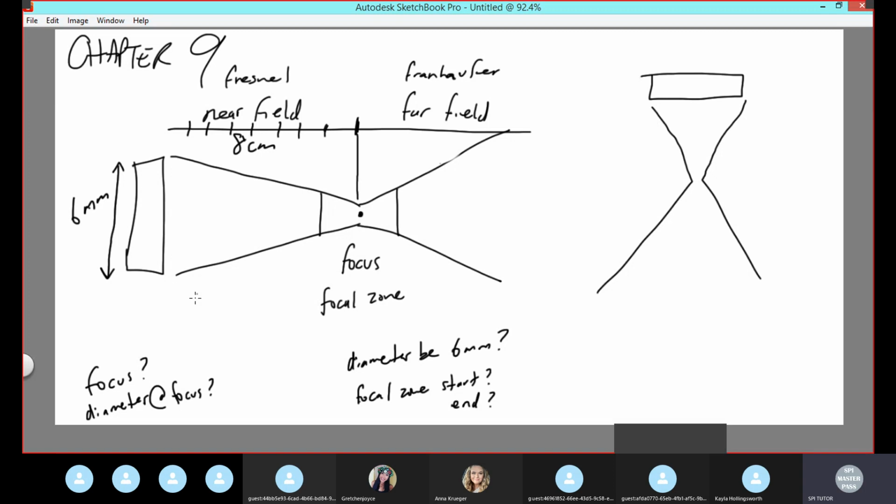And what is the end of my near field? 8 centimeters. Now, 8 centimeters is my total length. Absolutely. But if I ask you to go to the end part of my near field, you're going to go to the length where it stops, and that's going to be 8. Okay, so that is where my focus is, at the end of my near field. So my location of the focus is 8 centimeters. Then they can ask you, what is the diameter at the focus?